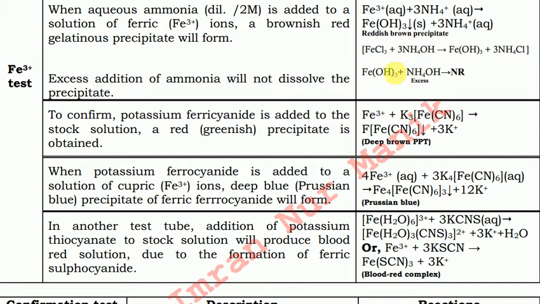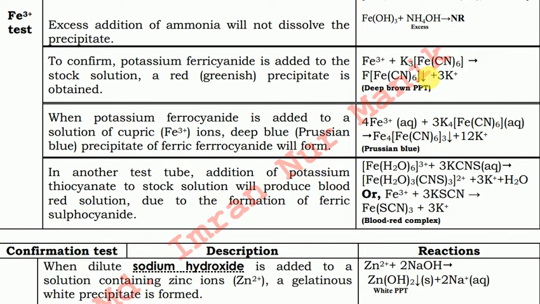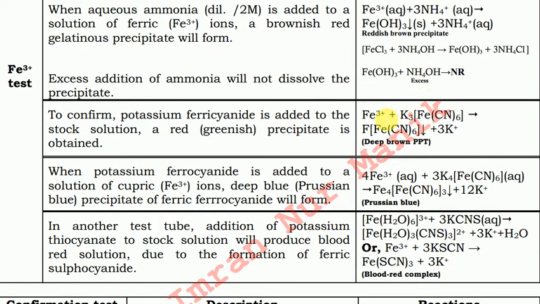That means there is no reaction between the reddish brown precipitate and ammonium hydroxide. Then we have to take another sample solution, and into that sample solution we have to add potassium ferricyanide. This will produce a greenish precipitate due to the formation of ferric ferricyanide.